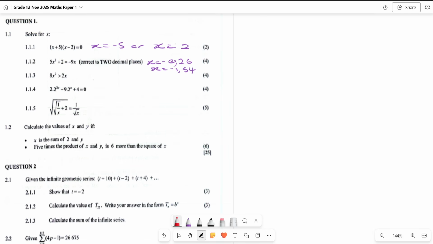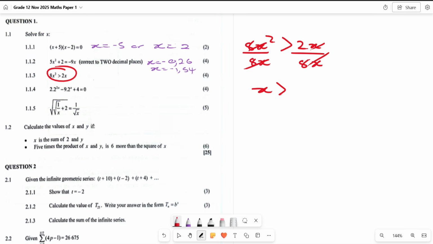Right, the next question, we have 8x squared is greater than 2x. Guys, most of you will be tempted to divide with 8x, because it makes sense, right? This will cancel, and then on top you're going to have x is greater than this x, and that x will cancel. 2 goes into 2 one time, 2 goes into 8. You will say 1 over 4 like this.